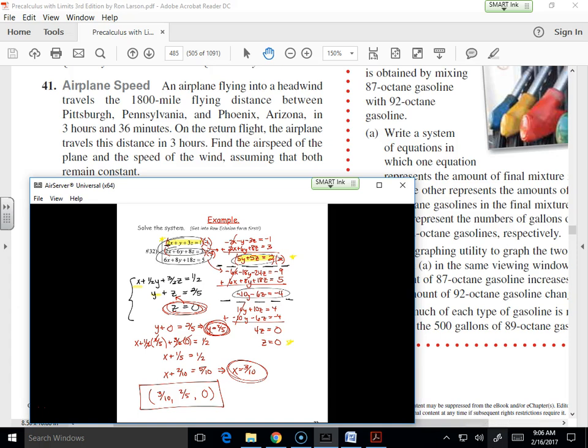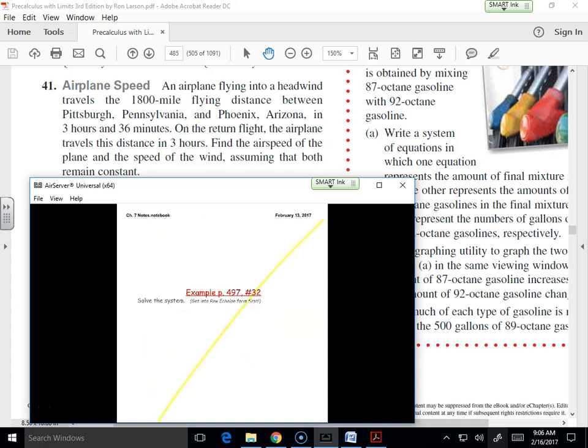Oh, that's right. There's the whole wind is subtracting, wind is adding thing, right? Where should we go in our notes to help us with this problem?